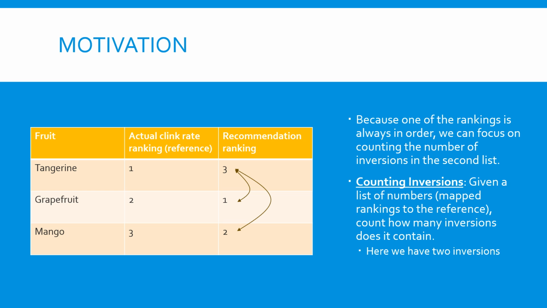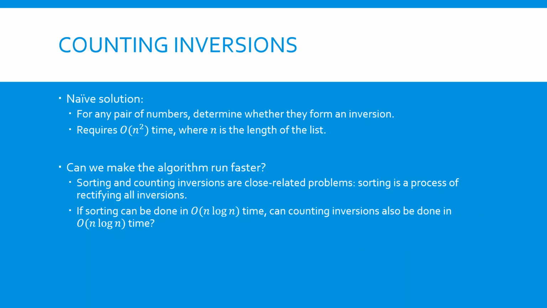Now, we can define the counting inversion problem. Given a list of numbers, count how many inversions are in it. We can easily construct a naive solution to the problem. Simply check every pair of numbers and determine whether the pair corresponds to an inversion. This method results in a time complexity of O(n²), where n is the length of the list. Is it possible to devise a faster algorithm?